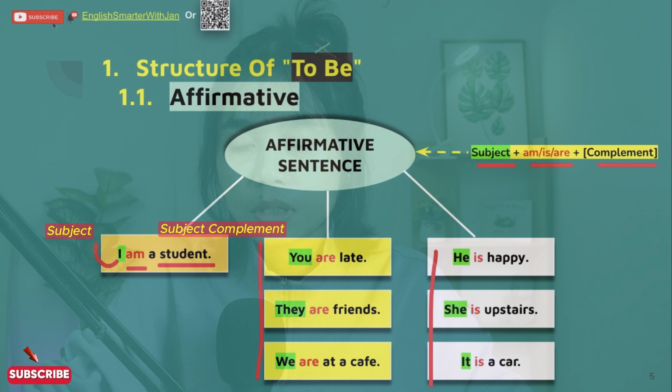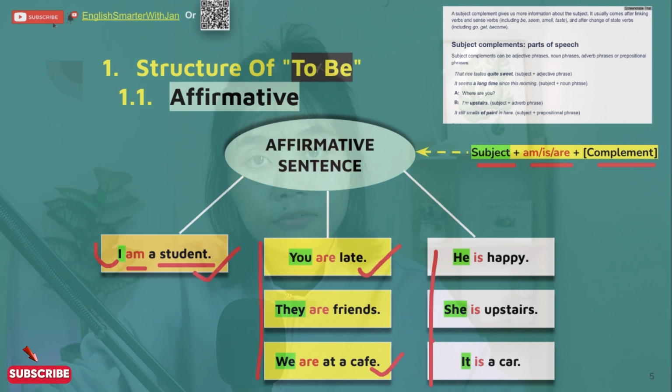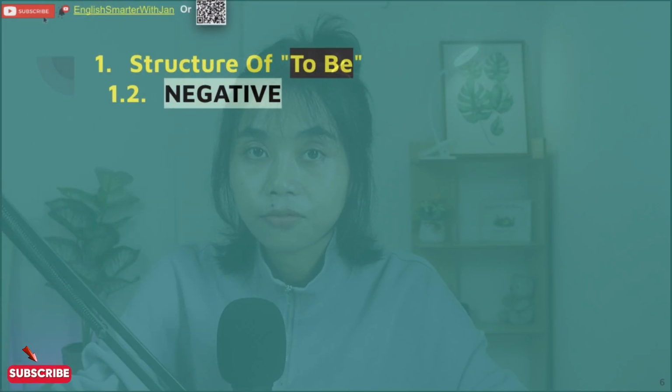By the way, what is subject complement? In case you do not already know, subject complement gives us more information or detail about the subject. And they can be a noun phrase, adjective phrase, prepositional phrase, or an adverb phrase. That's it. Okay, once you master the positive form, it will be easier for you to learn the negative and the question form. Here, let's talk about the negative form.